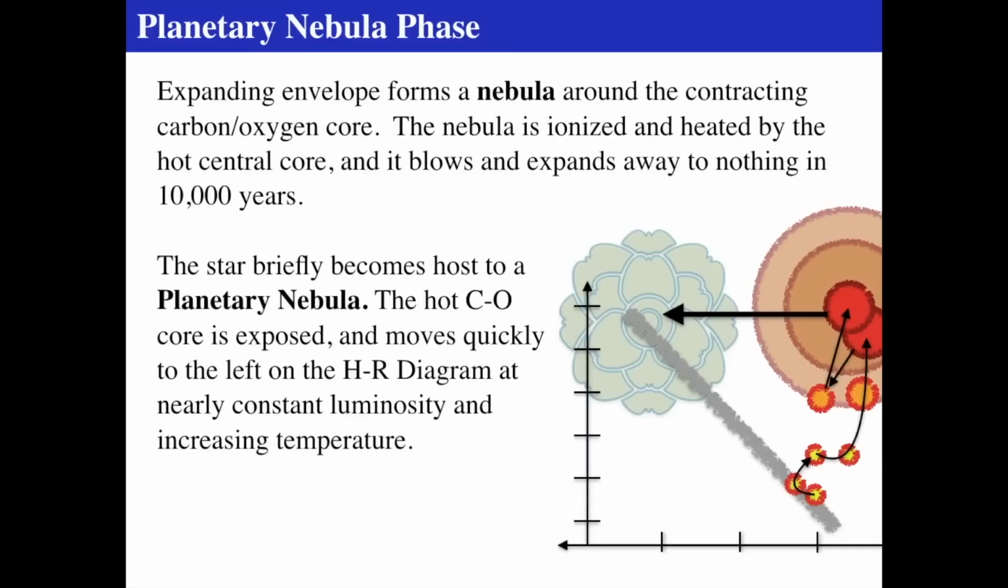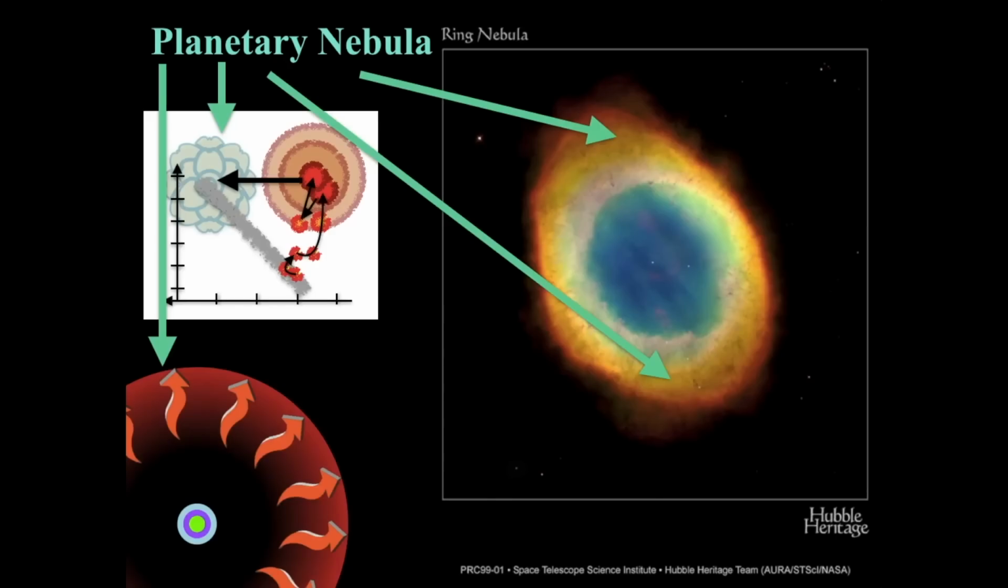The expanding envelope forms a nebula around the contracting core, and that's ionized by the central core, and that thing just goes out into space and becomes nothing, and mixes with the rest of the interstellar medium. So this hydrogen, some of the helium, and a little bit of the carbon and oxygen that was in the core gets diffused out into the cosmos and becomes part of the interstellar medium again by these thermal pulses of the sun, and that will be the seeds of future stars. And the star becomes host to a planetary nebula, and the carbon-oxygen core is exposed, and that's called a white dwarf.